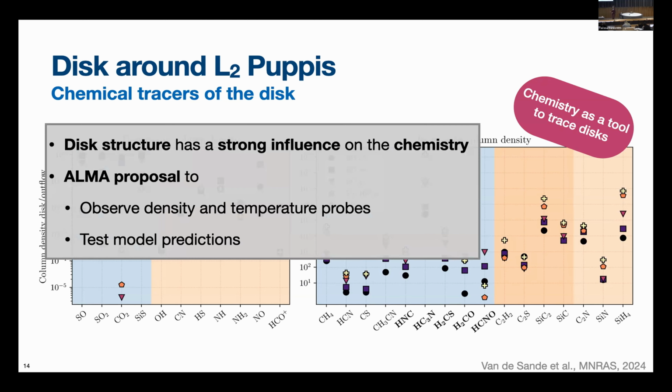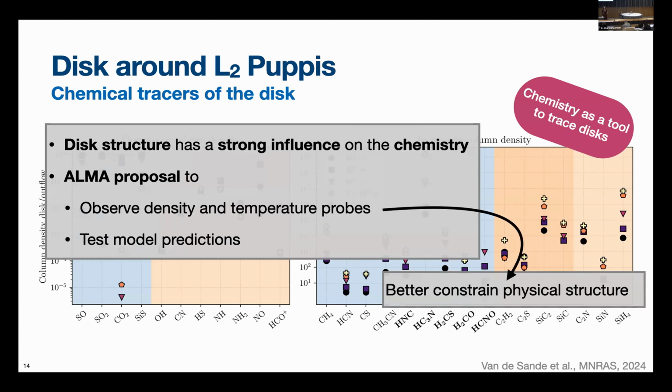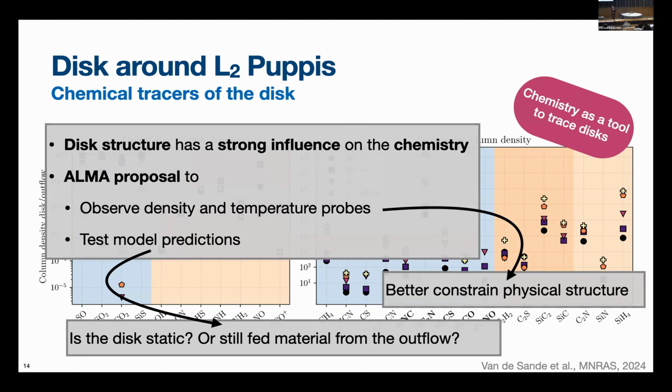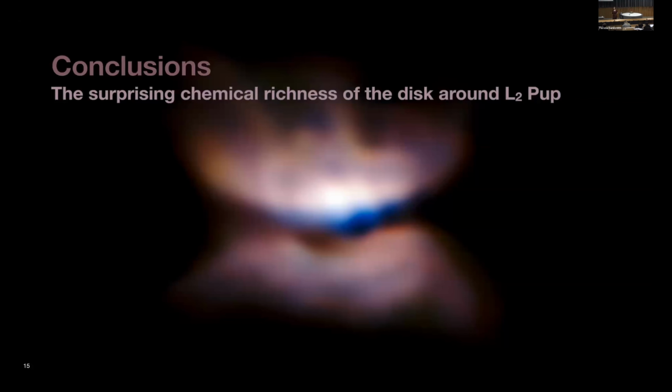So we've now resubmitted an ALMA proposal to observe some further density and temperature probes to really pin down the physical structure of our disk, since, well, it has such a large impact on the chemistry, and maybe a slight variation can lead to different results. And of course, to test our model predictions, because we predict that, for example, COMs are there and other molecules as well. And by doing so, we can test our model assumptions. So is the assumption of a static disk okay? Or is there actually still a significant amount of material that's being fed through the disk or onto the disk? So that will be quite interesting to take a look at. And hopefully this time we get some data. That will be great. So I'll end here with my conclusions.